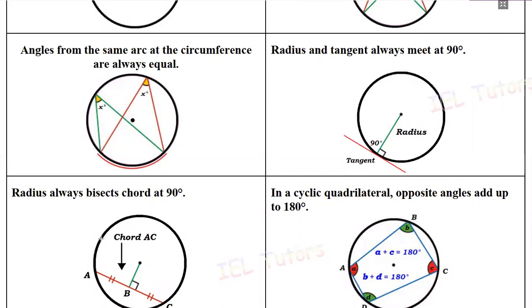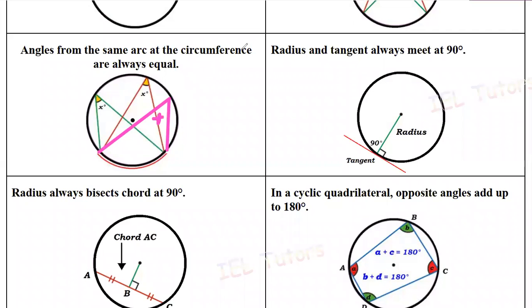Moving to circle theorem 3, it says angles from the same arc at the circumference are always equal. So basically, this is the arc, and from this arc, if you use two lines and draw an angle at the circumference, no matter where, it will be the same size. If I draw an angle from there to there, this is x.